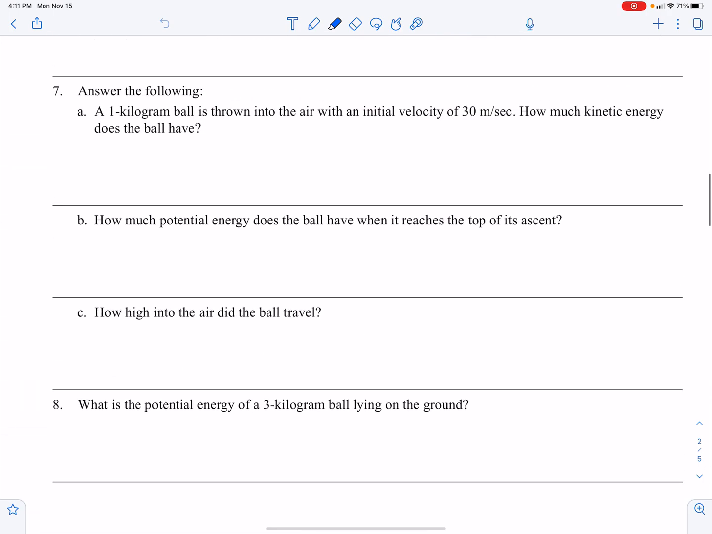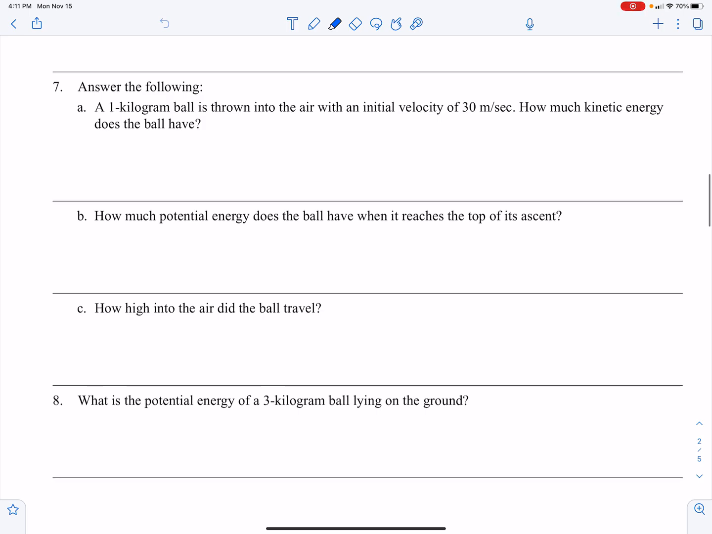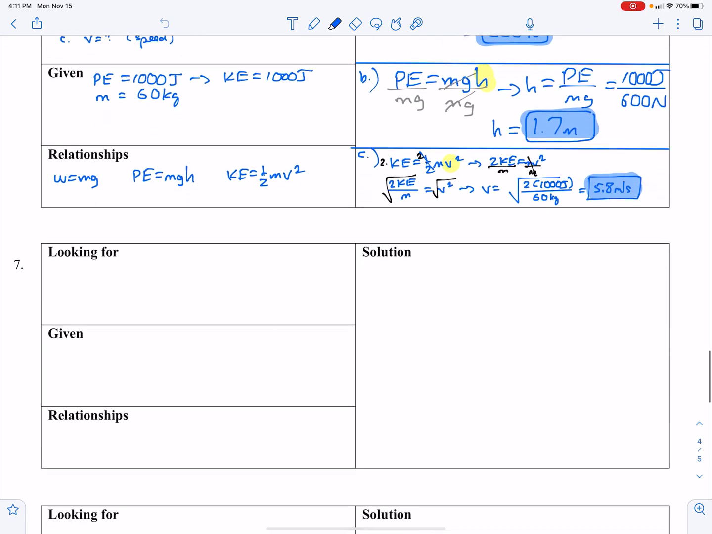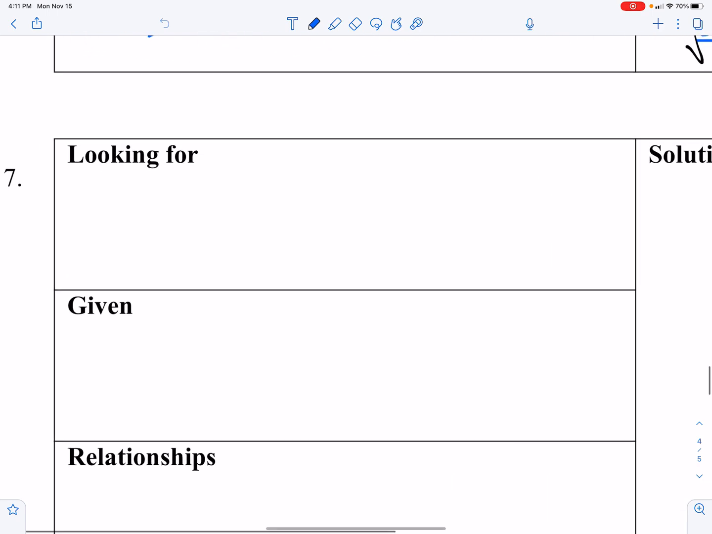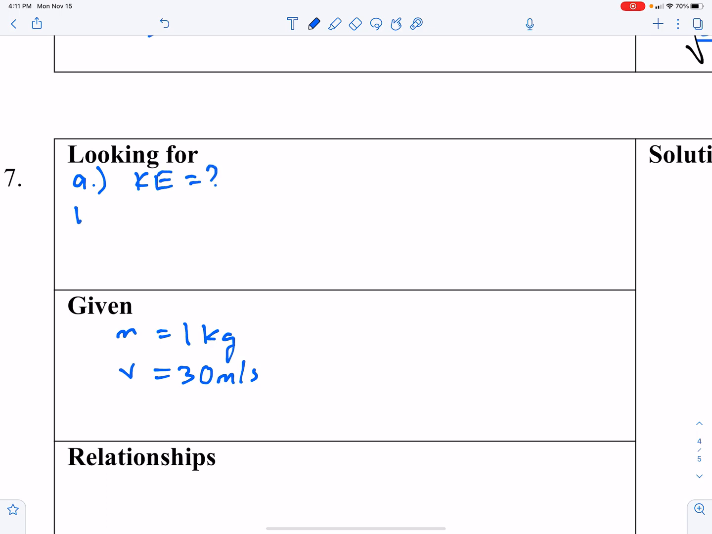Okay, so we had a 1 kilogram ball moving 30 meters per second. Let's note our given information. 30 meters per second is the speed. 1 kilogram is the mass. Now, what are we looking for here? Well, in part A, we're looking for kinetic energy. Part B, we're looking for potential energy. And part C, we're looking for the height at the highest point.